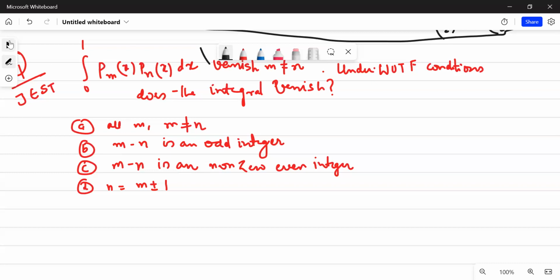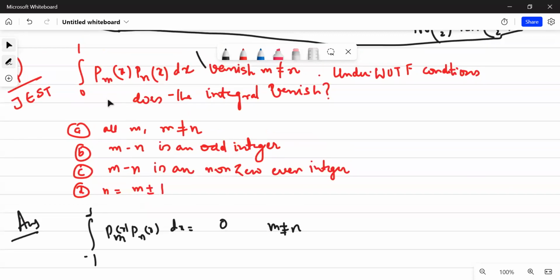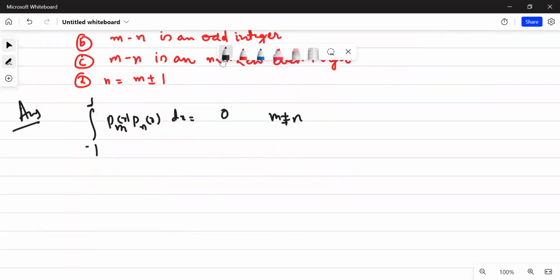I mean, is that clear? Is the question clear enough? So let us take the help of our orthonormality property. That says the integral of Pm(x) Pn(x) dx is equal to 0 if m is not equal to n, and that is what we have to take. We have to take m not equal to n, right? This is what is given to us. But the integral has been changed. Now it is not -1 to 1, it is 0 to 1. Is that clear? So I'll take a few cases.